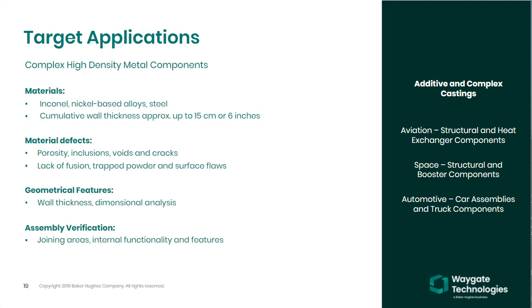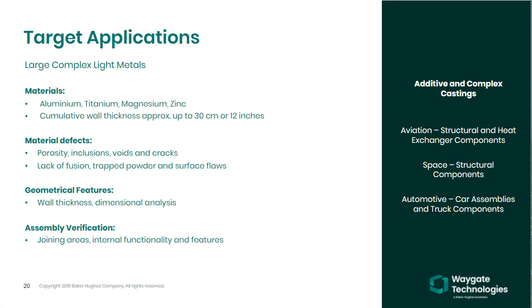Some specific examples of this: there are a lot of heat exchanger components, which are very nice for additive, a lot of structural and booster components in the space industry, and even some larger car and truck components. So these are the typical things that might be attractive to consider high energy for.